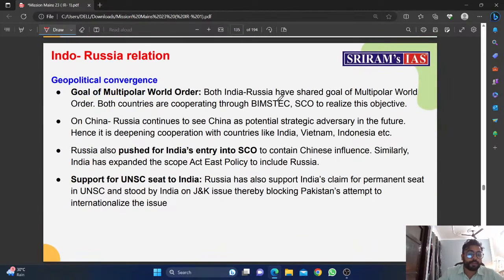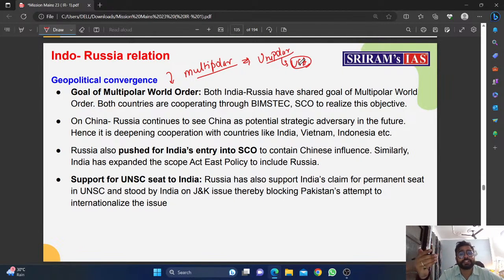Then if we talk about the geopolitical convergence between India and Russia as of now, both countries are working for a multipolar world. What is a multipolar world? Away from the unipolar hegemony of the USA. So both countries want to come out of the unipolar world order and they want to establish a multipolar order.